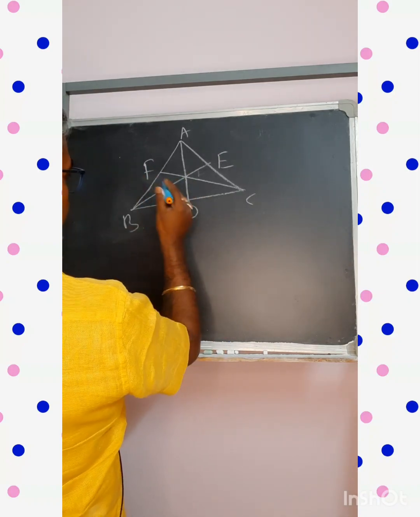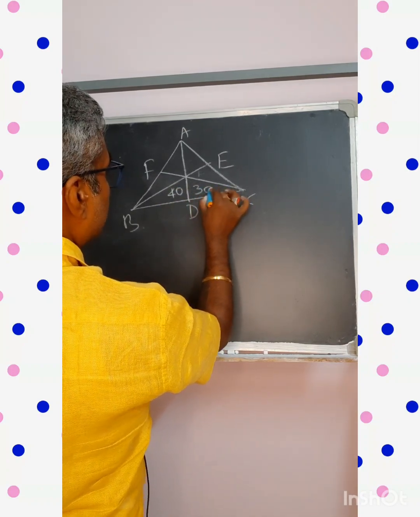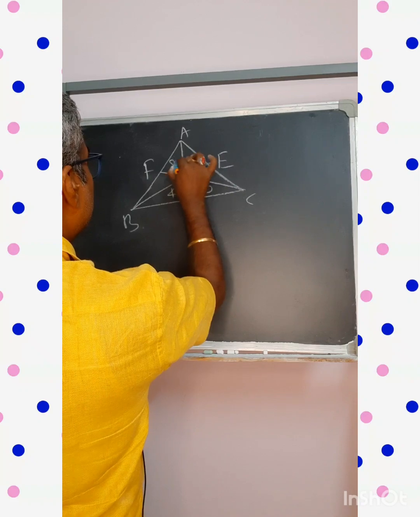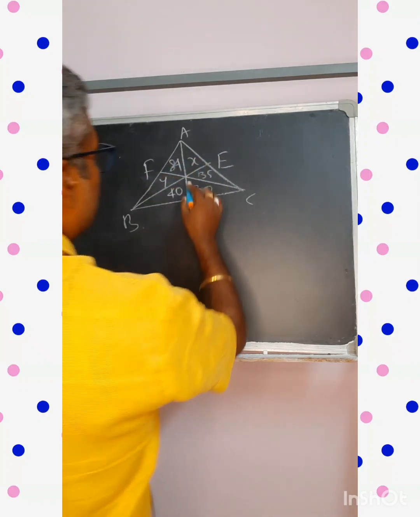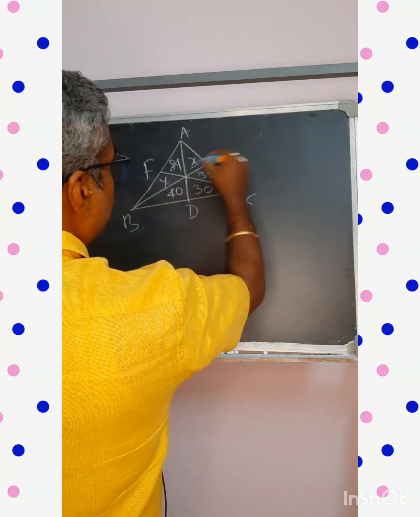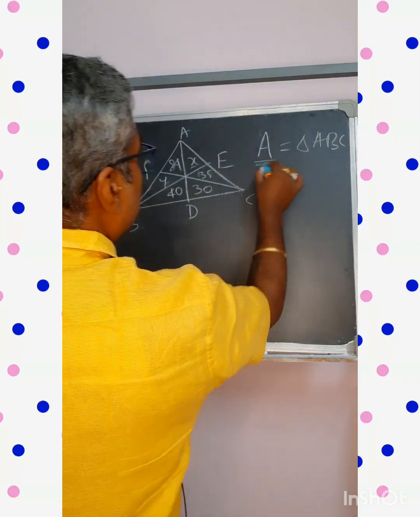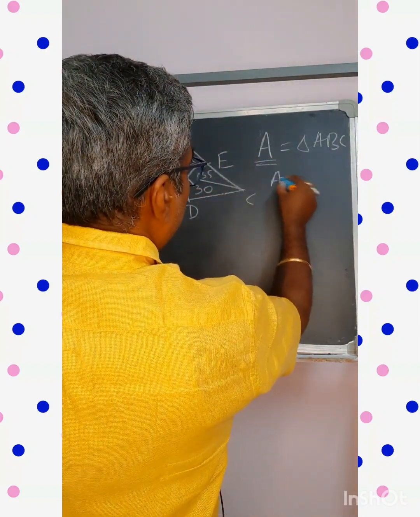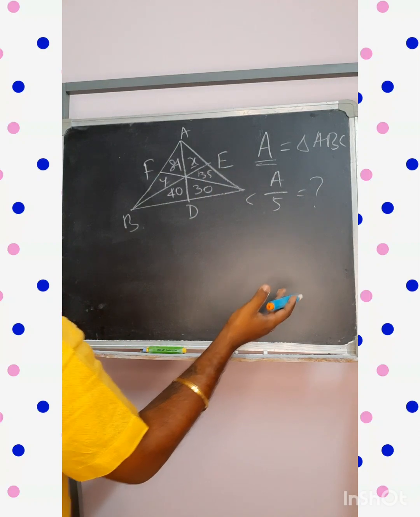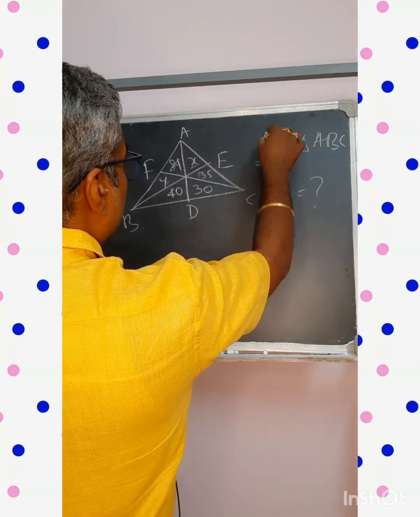The areas of the partial triangles are given in the figure: 40, 30, 35, x, 84 and y. So the only unknowns are x and y. If you can find x and y, you can easily calculate the area. The area of the total triangle is A, and we have to find A upon 5. What is the value of A upon 5? With the theorem that I have shown, you can calculate x and y easily. You try at home and then find the value of A.